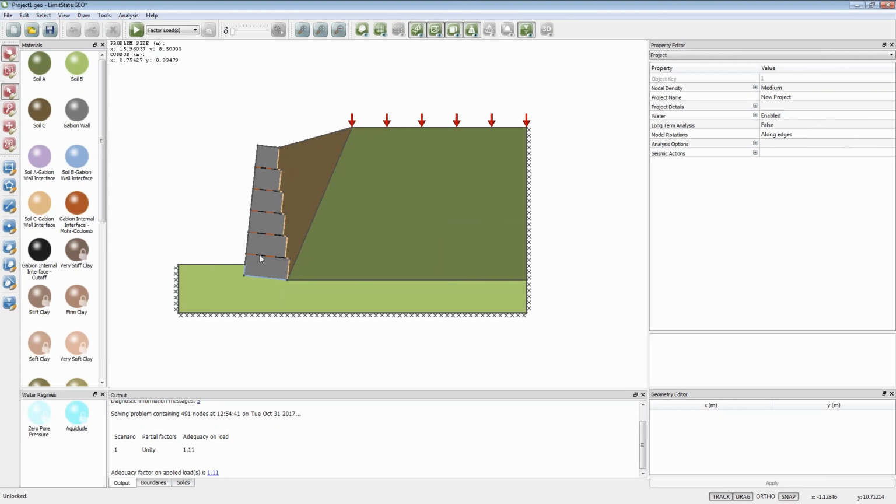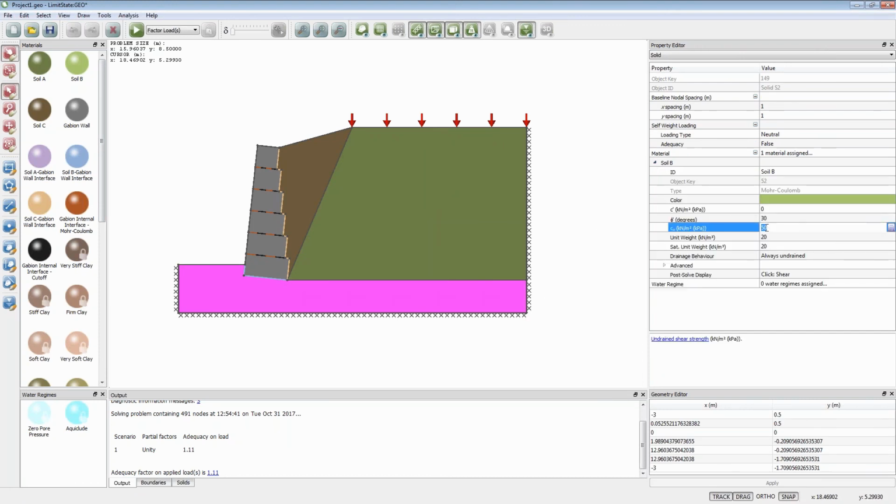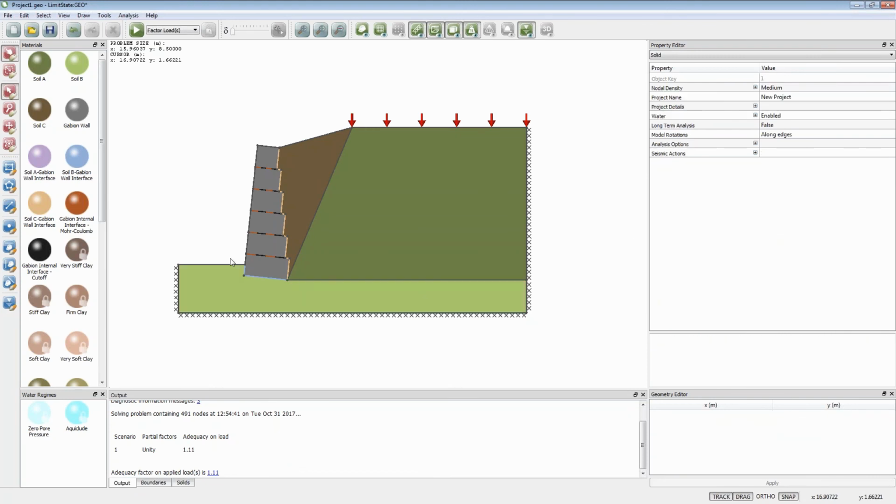Just to show that we can get failure along the interface, what I'm going to do is take this soil here. If I click on that, its properties appear here, and it's actually modeled as an undrained soil, as a clay, and I'm just going to set its strength very high to 500. So essentially that bottom gabion element is locked into this soil here.